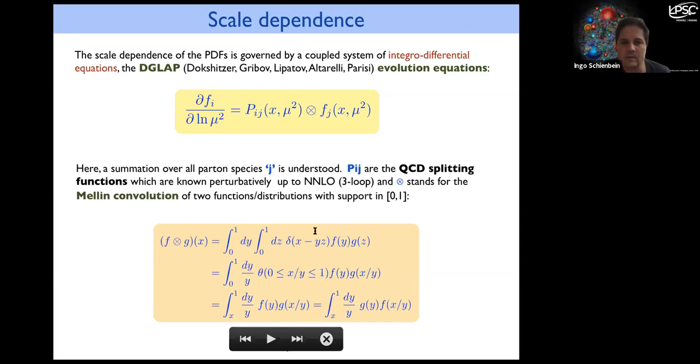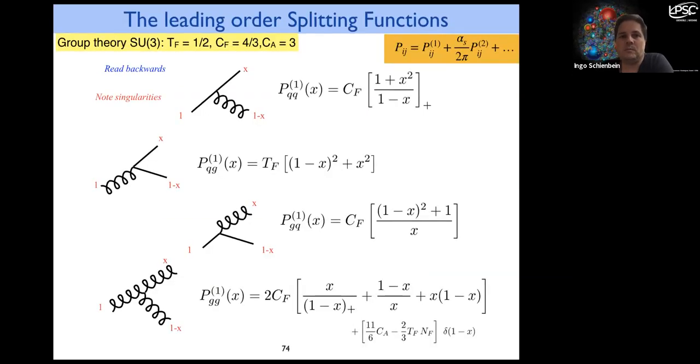So this convolution enters here, and the splitting functions are, I would say in QCD, the equivalent of prime numbers in number theory, and they are calculated so far up to 3 loops. At the leading order, the splitting functions are given here. We have some group theoretic factors. TF is 1/2. CF is a Casimir factor in the fundamental representation, it's 4/3. And CA is a Casimir in the adjoint representation, which is 3.